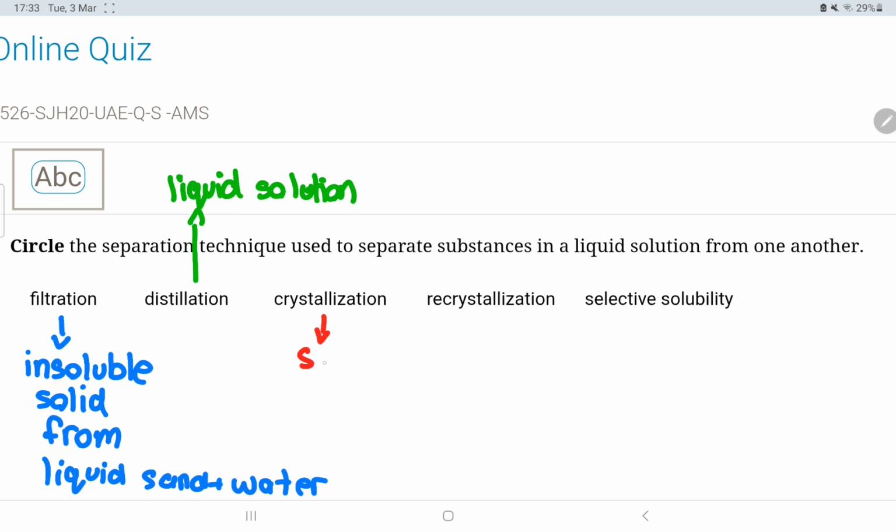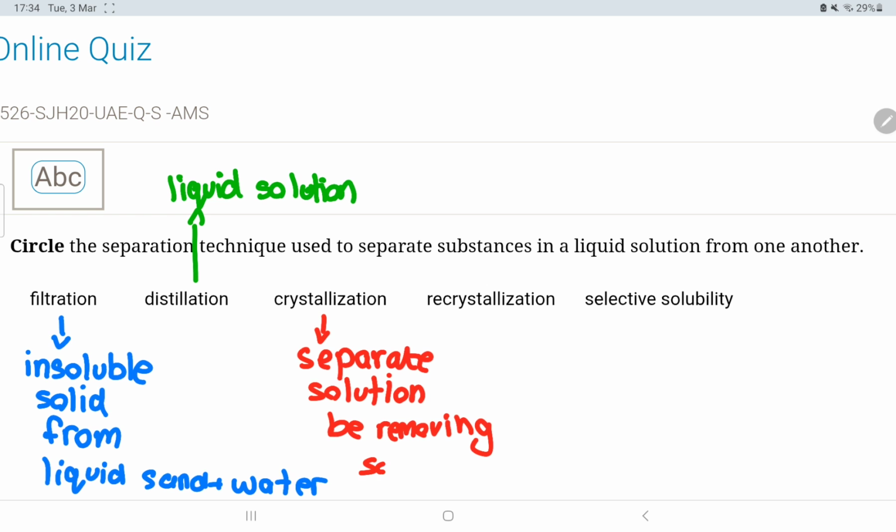Crystallization, you separate a solution by removing the solvent. So basically, in other words, salt in water also. Salt in pond, lake, ocean.